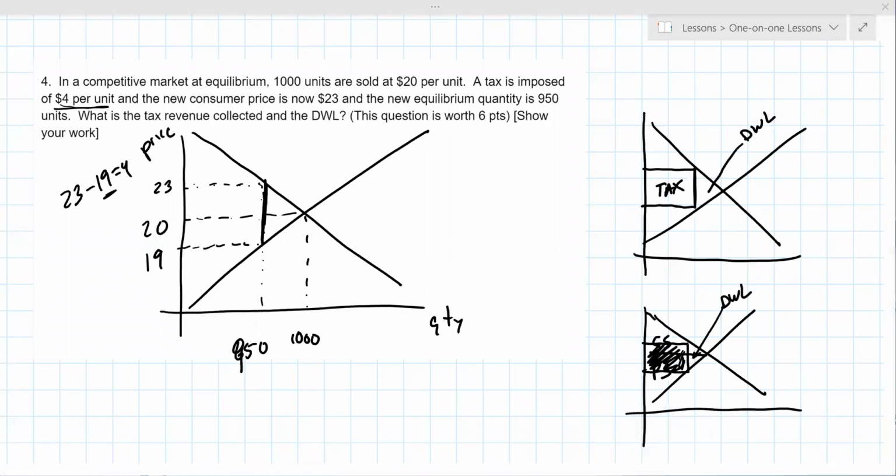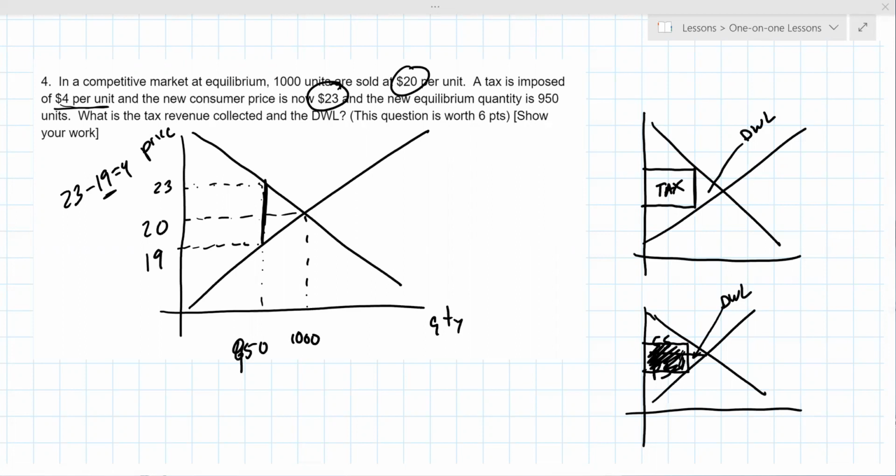Oh, there's a 19 there? Yeah, because it was 20 and it went up to 23, but there was a $4 per unit increase. And what's not clear is that of the $4 per unit increase, some of it is absorbed by the consumers and the producers.